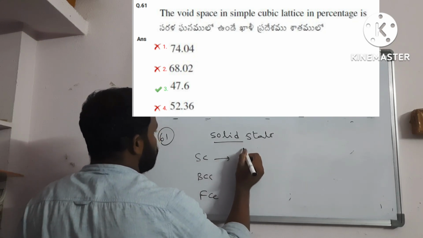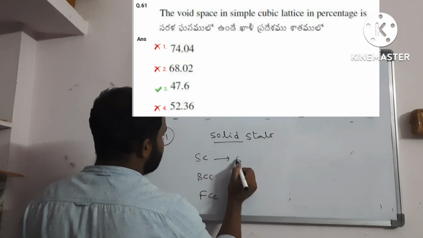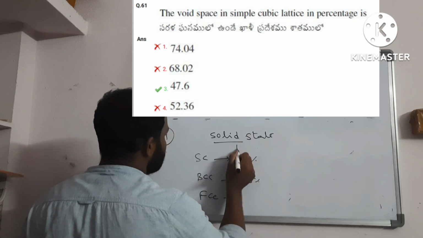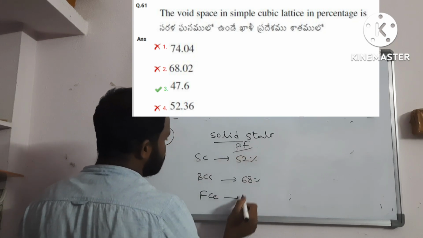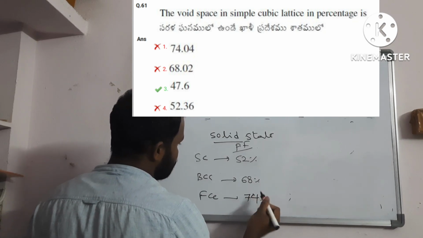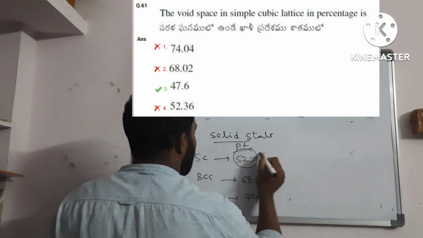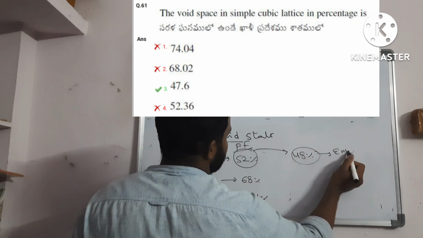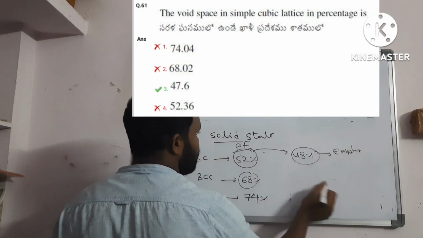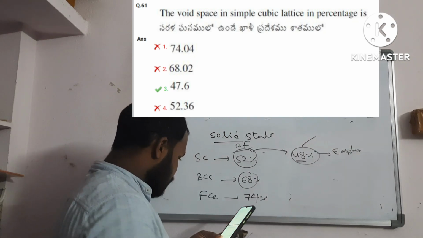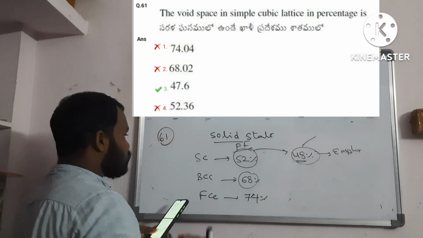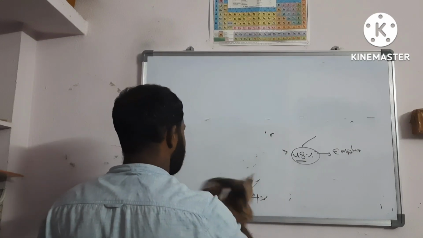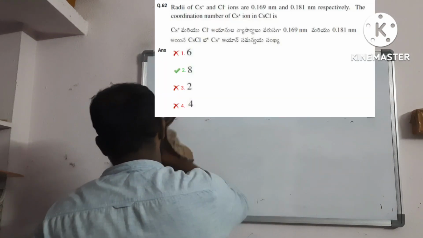So for simple cube the percentage is 52%. For BCC 68%, it is the occupied packing fraction, you can say packing fraction 52%, 68% and 74%. So packing fraction means 100 minus 52, which is 48%, the empty space or void space. The nearest option is 47.6, that is there. So that is simple cube void space. Option 1, option 3 is correct. Next, question number 62.